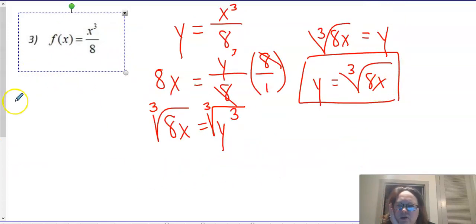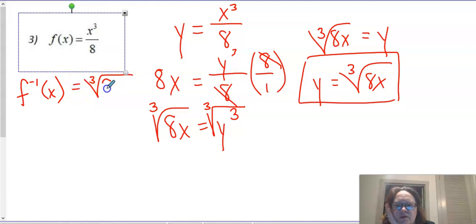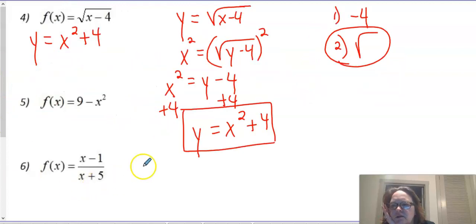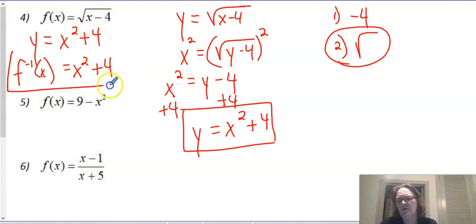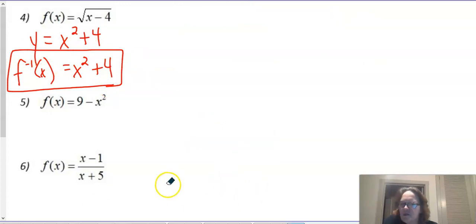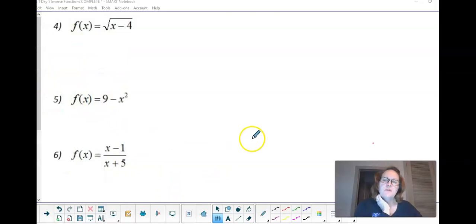Let's see, and over here we have the inverse of f of x equals the cube root of 8x. And then number 4, we would change this to the inverse equals x squared plus 4. You kind of see that. You see where you undo that, square it, and then you add 4. Those are how you undo that equation. All right, I want to leave number 5 for you to try. I want to go through number 6 with you.